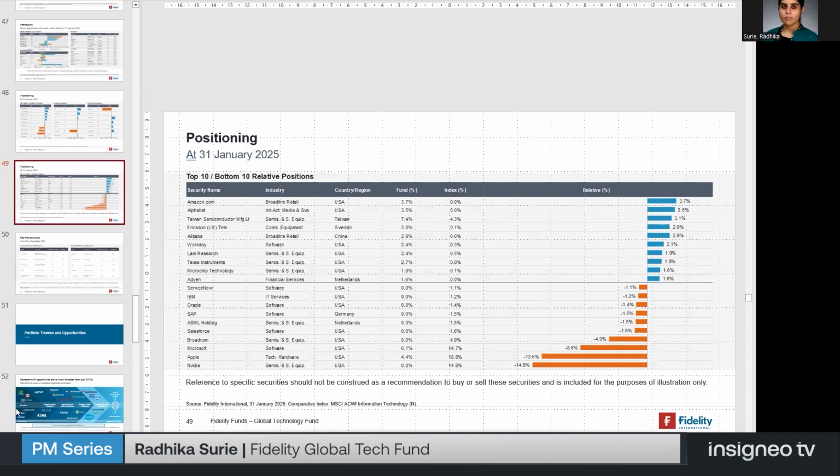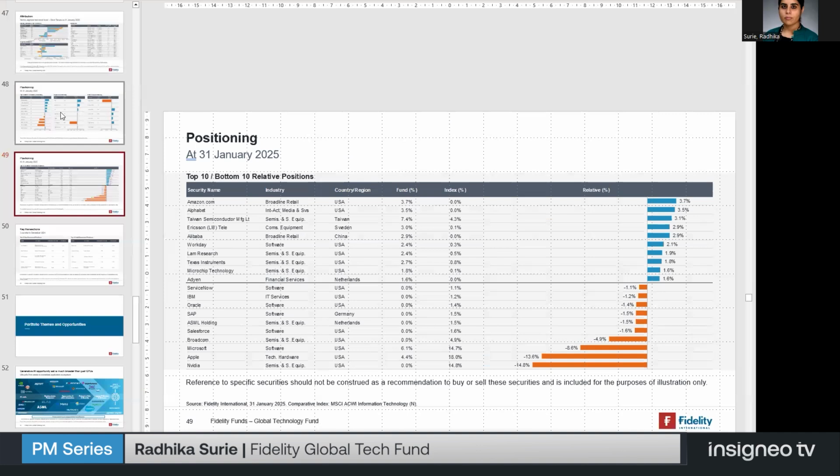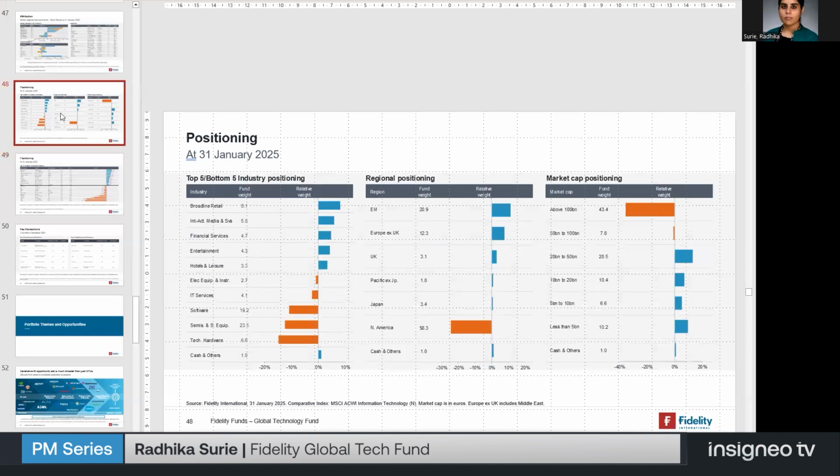The other thing I would say is that we do invest quite differently when it comes to the market cap breakdown of the portfolio. This is quite distinct versus peers. So the sweet spot for the portfolio, as you'll see on the slide, is a sub $50 billion market cap.